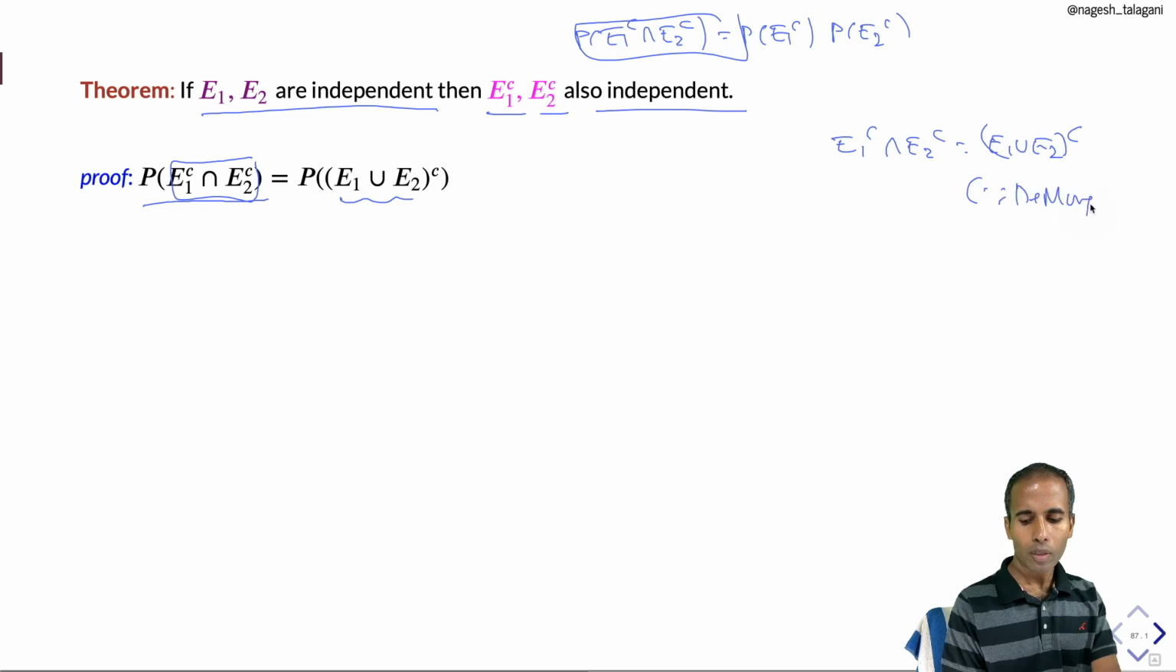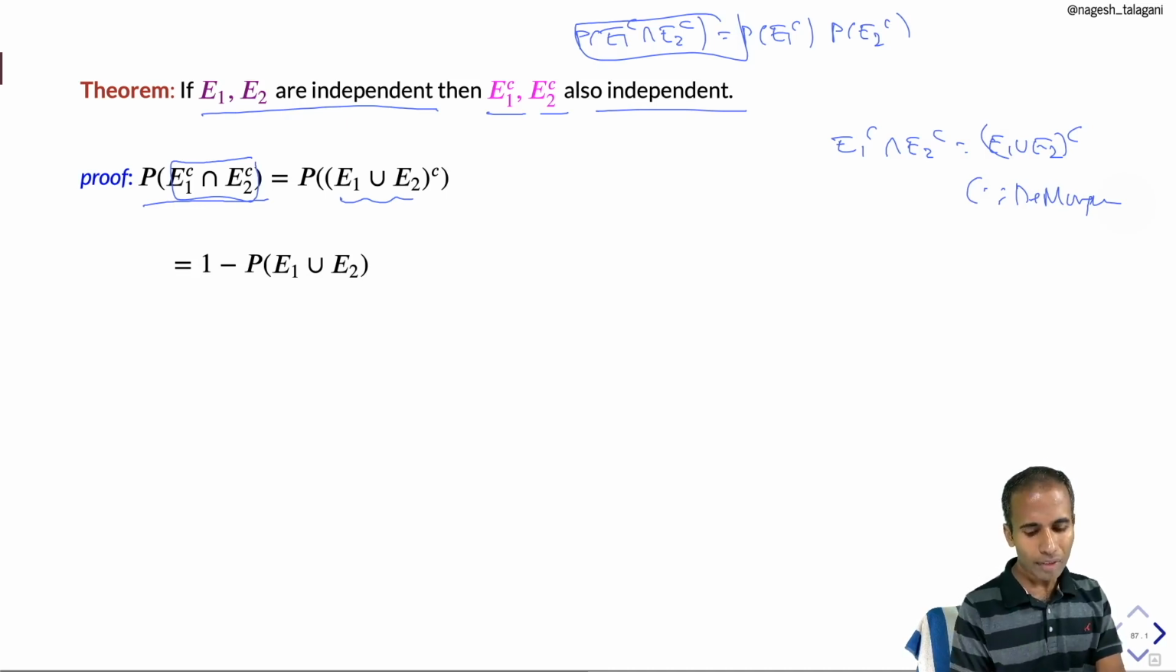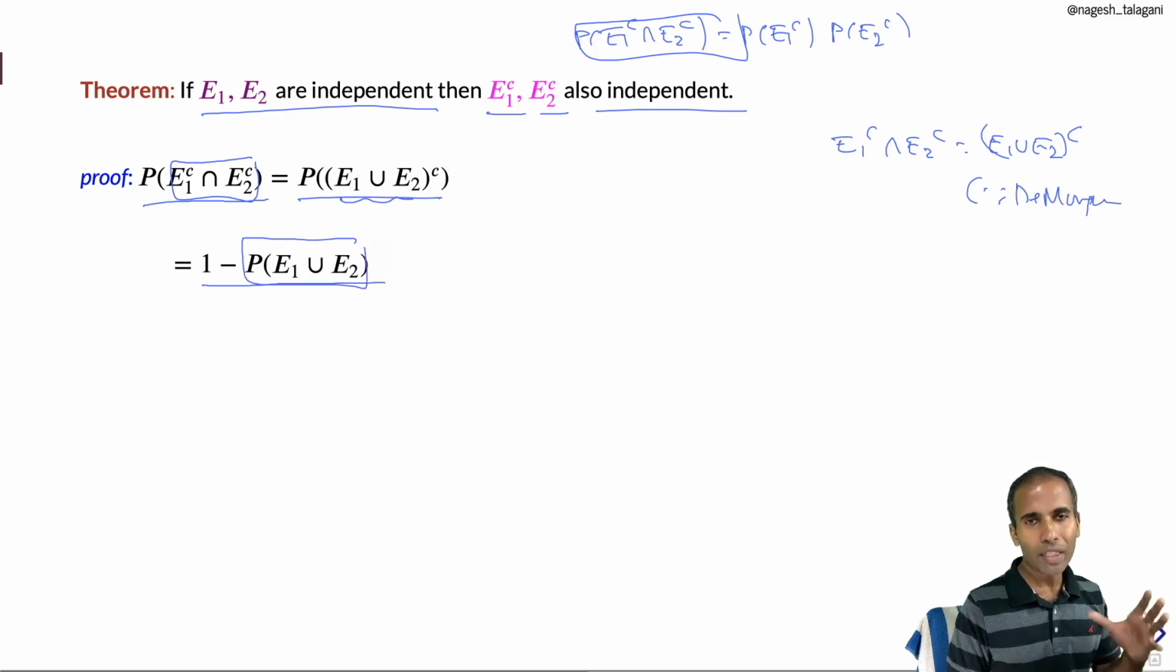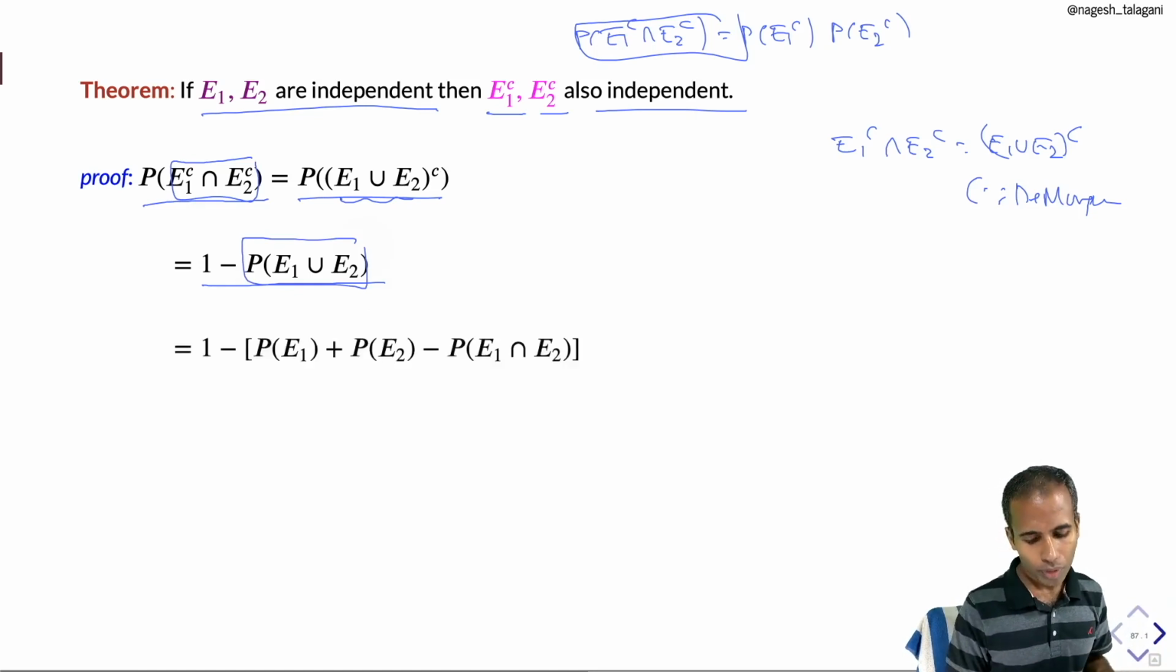Now the probability of the complement of an event is 1 minus the probability of the event, right? So therefore the probability of this event is going to be 1 minus probability of E1 union E2. Now from the addition theorem of probability, this probability of E1 union E2 I can write as probability of E1 plus probability of E2 minus probability of E1 intersection E2.